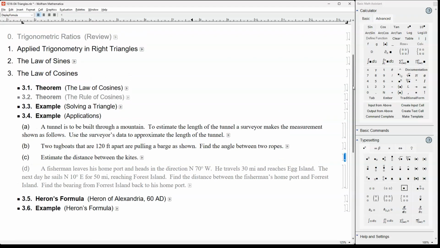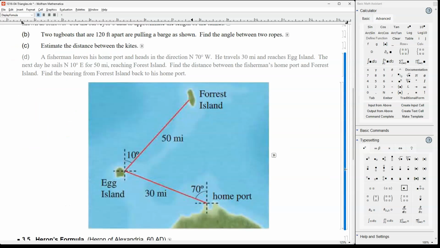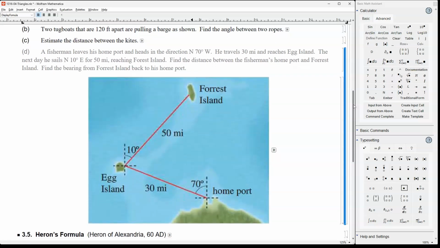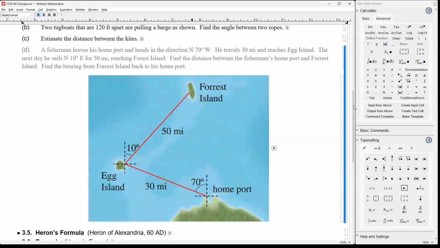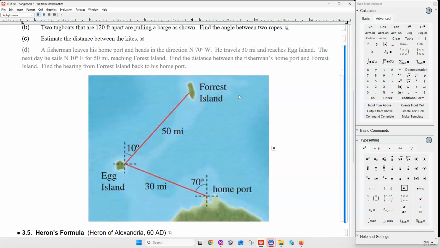Alright, now let's go to part D, and this one I de-emphasize in gray because I thought it may be a bit too hard. Okay, the fisherman leaves the home port and then reaches Egg Island and then reaches Forest Island, and then the fisherman has to come back. And returning bearing and the distance, that's something we have to find out.